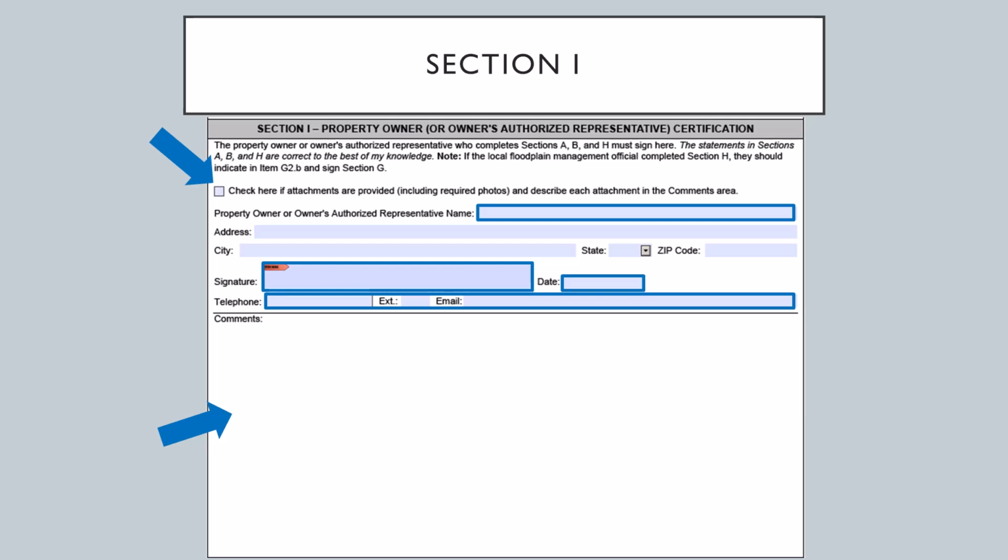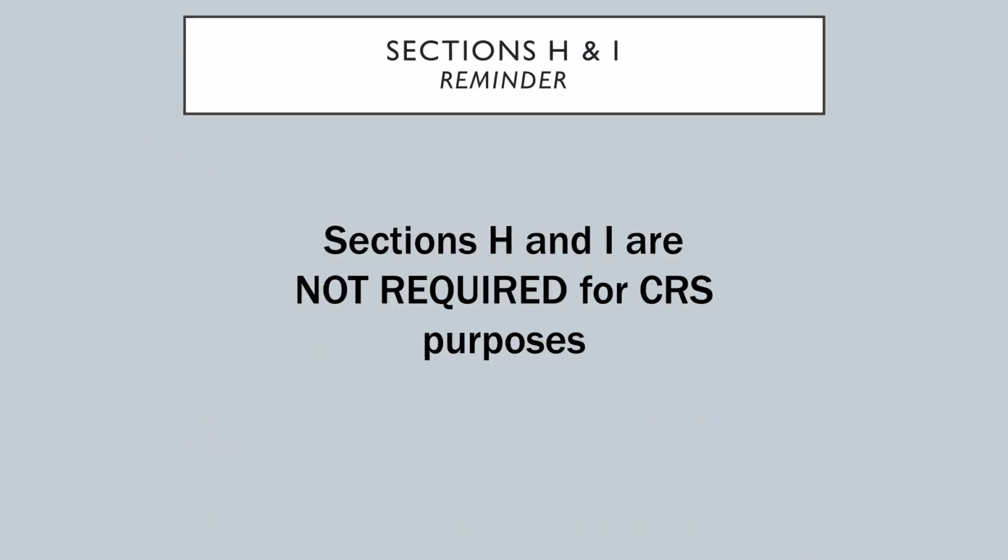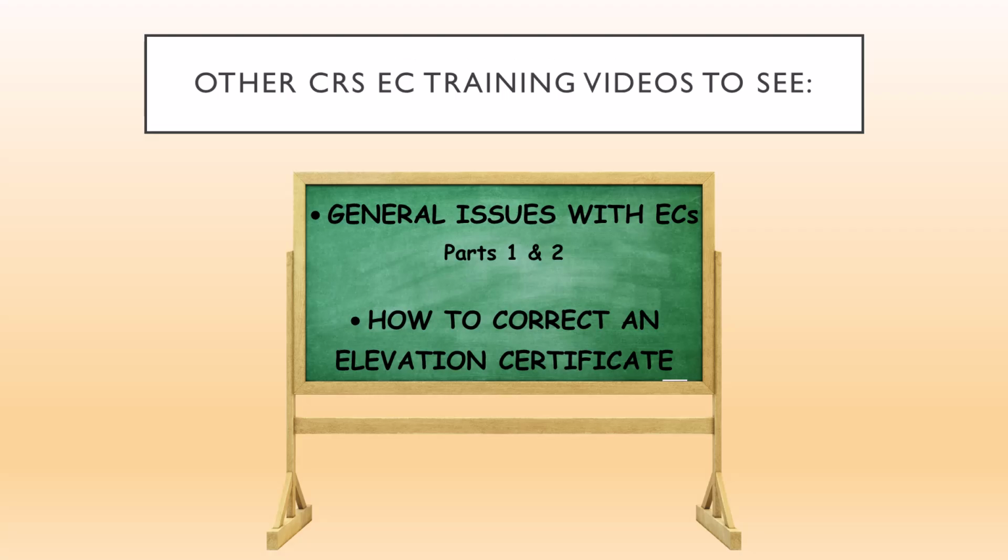This section works much like section F of the form. If there are any attachments that need to be included with the form, please check the box. And be sure to include any comments that help to clarify and/or explain the building's characteristics. One last reminder about these sections. Neither are required for CRS purposes, so we will not be looking at these sections, but they are critical to determine the building's flood risk for insurance purposes under FEMA's current rating methodology, so please be sure to complete them correctly. This concludes training on how to fill out sections H and I of the elevation certificate correctly.